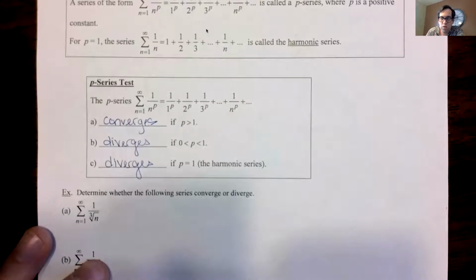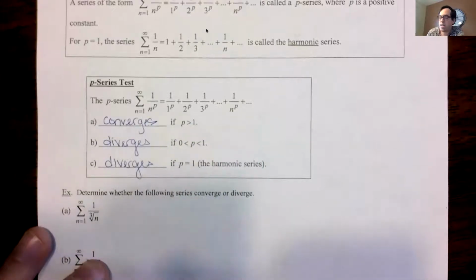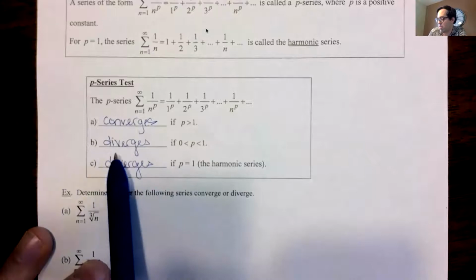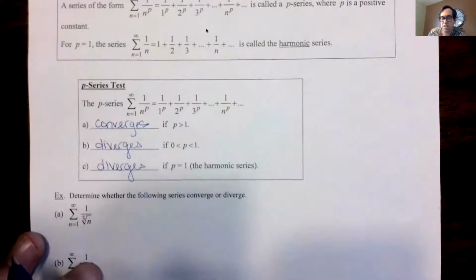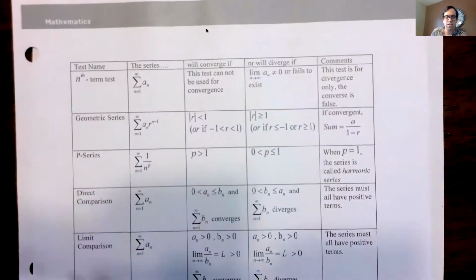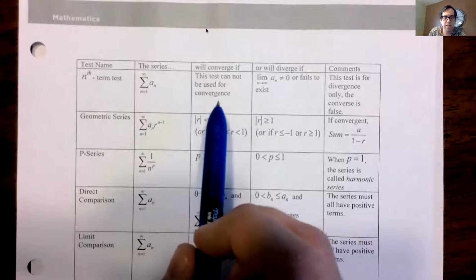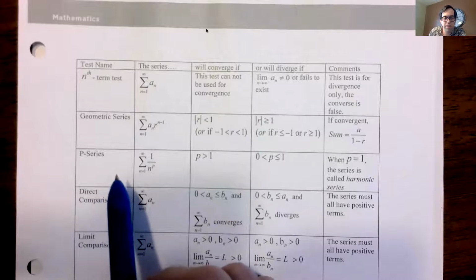So if you think back to our last lesson, we talked about the nth term test. In all of these different cases, the terms themselves might still be approaching 0. But now we have some cases where even though these terms are getting smaller and smaller, closer to 0, they still might not converge. So that's why we can't use the nth term test to prove convergence. If we go back and look at our chart again of all the tests, remember that nth term test can't be used for convergence. We talked about the geometric series last time. So now we're looking at P series.